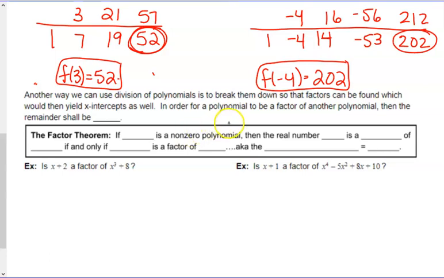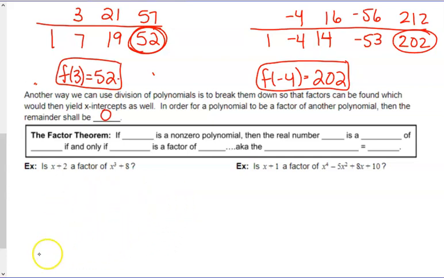Now, in order for a polynomial to be a factor of another polynomial, your remainder better be 0. So anytime you have a remainder of 0, that means that whatever you're dividing by goes evenly into that. So if you look at 7 into 153, if you remember we had a remainder of 6, 7 would not be a factor of 153. But if I look at 5 into 155, because it ends in 5, 5 would have a remainder of 0 because it is a factor of that number, okay? So the same idea with polynomials.